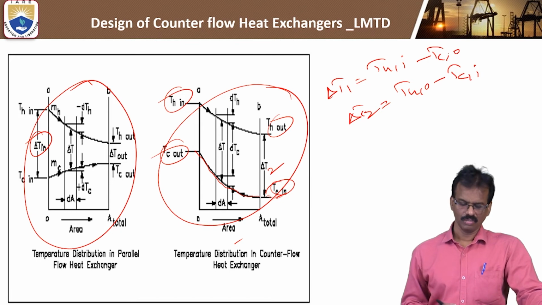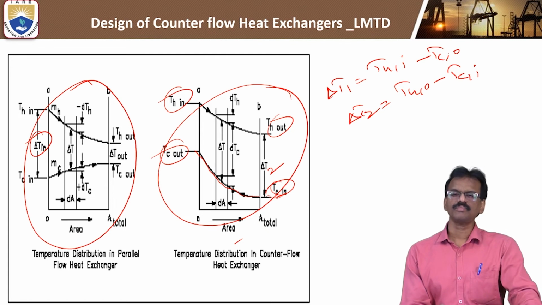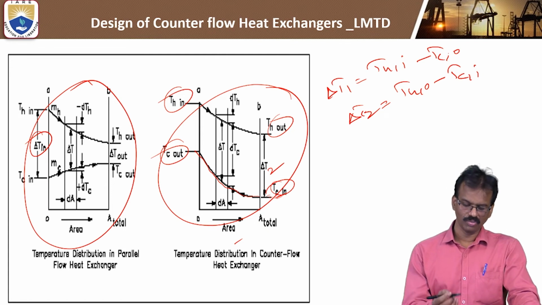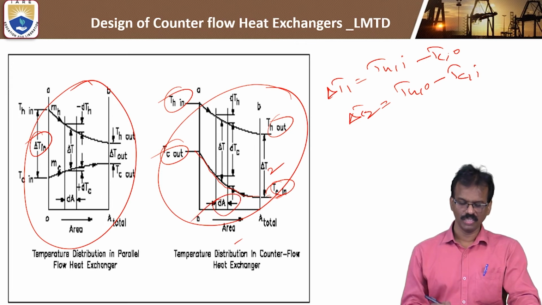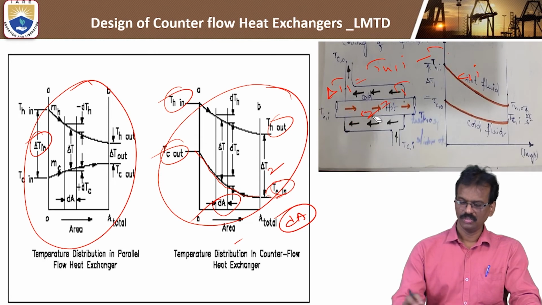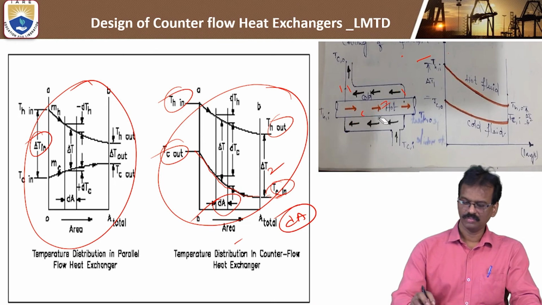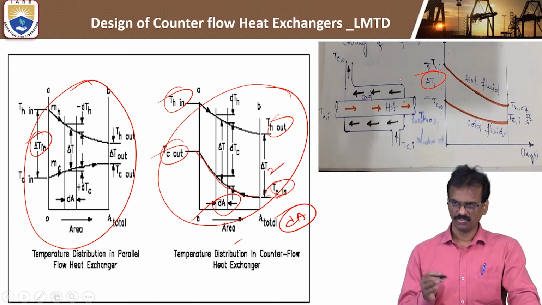Initially, we'll take a small elemental area, similar to what was done in the parallel fluid exchanger. Just follow the same method. Here we are taking this small elemental area, and you know that the area of this small elemental area is equal to dA. So we'll derive that formula. Same here also, the graph for the counter fluid exchanger: delta T1 is hot fluid inlet minus cold fluid outlet, delta T2 is hot fluid outlet minus cold fluid inlet.